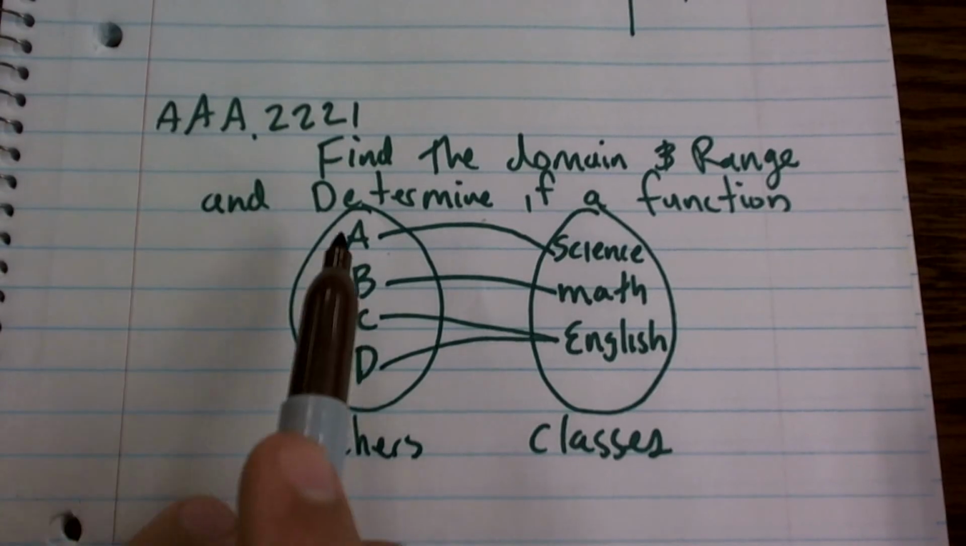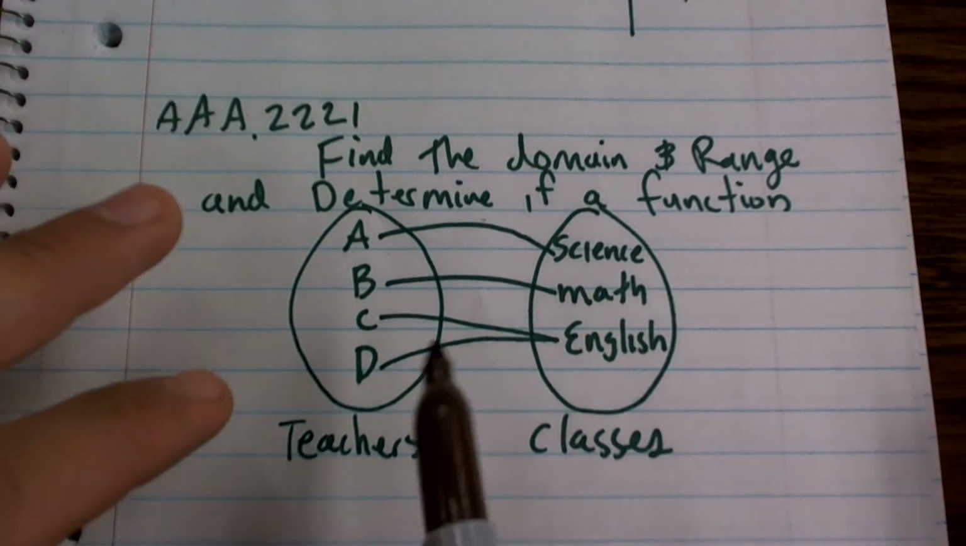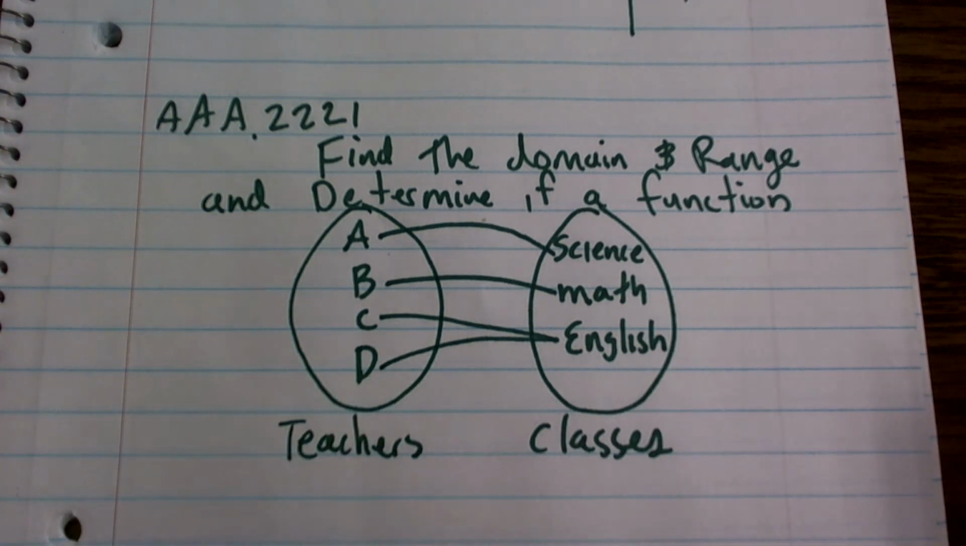So what I have here is a mapping. And remember, a mapping is just another way to represent a relation between your input and your output. To determine if it's a function, remember each element in our domain has to map, or correspond, to exactly one element in the range.